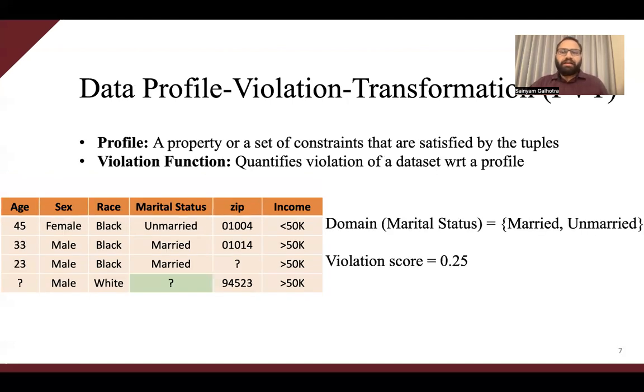In addition to a profile, a PVT consists of a violation function which characterizes the violation of any input dataset with respect to the profile. The violation score is considered to be within the range 0 to 1. In this example, one tuple out of the 4 does not satisfy the input domain of married or unmarried. Therefore, the violation score is 1 by 4.